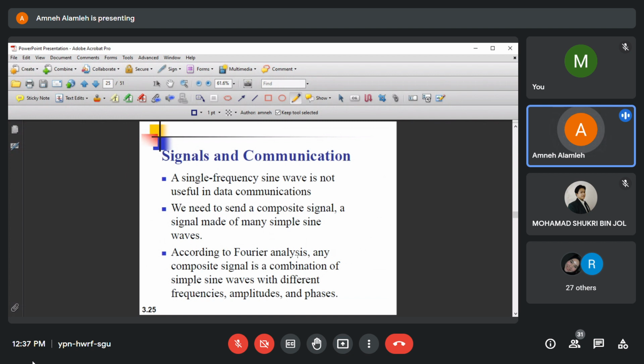According to Fourier analysis, a mathematician, any composite signal is a combination of simple sine waves with different frequencies, different amplitudes, and different phases. So every composite signal is a combination of simple sine waves with different frequencies, amplitudes, or phases.